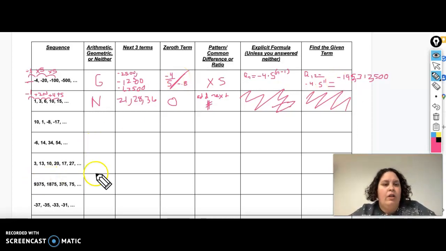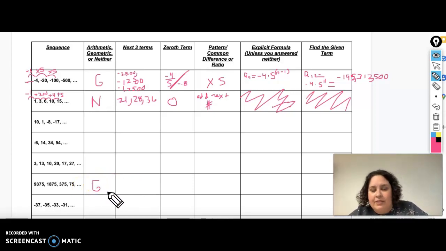So let's go all the way down here to this really big one. So right away, I notice that it's starting with big numbers and it's going to smaller numbers. Perfect. Oh wait, you know what? That one, it's great. It's actually a geometric. So if you want to pause this video and try this one, it's geometric.